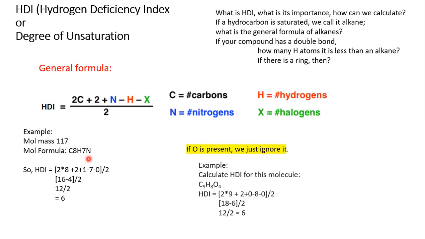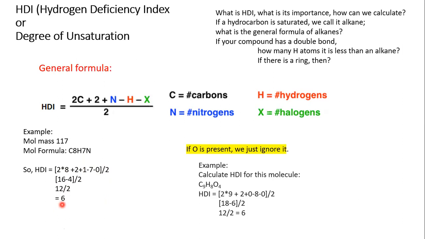Based on this molecular formula, how can we calculate HDI? Use this equation. You have 2 multiplied by the number of carbons, which are 8 here, plus 2 from the formula, and then plus the number of nitrogens. Here we have 1 nitrogen, so plus 1. Then minus the number of hydrogens. We have 7 hydrogens here. And then minus X, meaning the number of halogen atoms. Here we don't have any, so minus 0. So you work it out and you will find the answer.